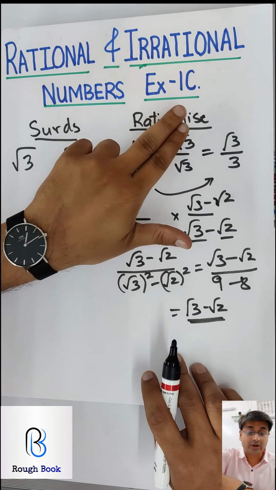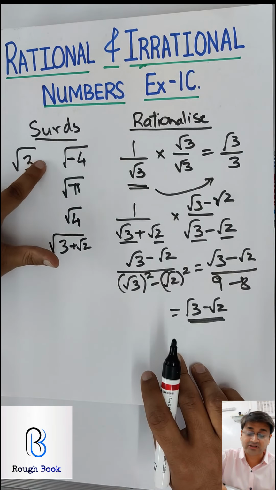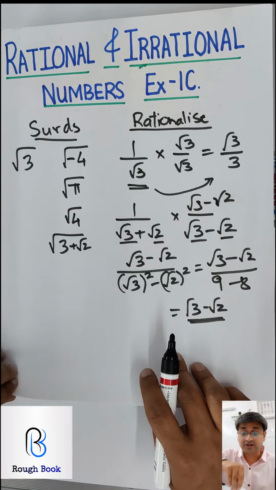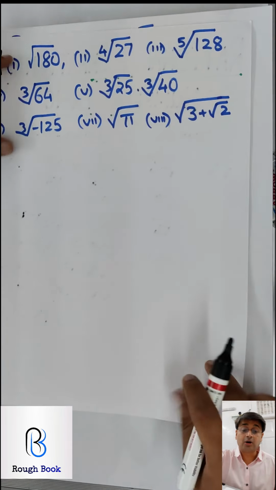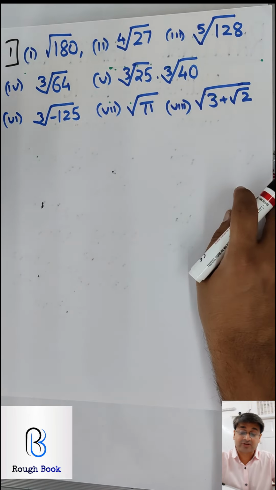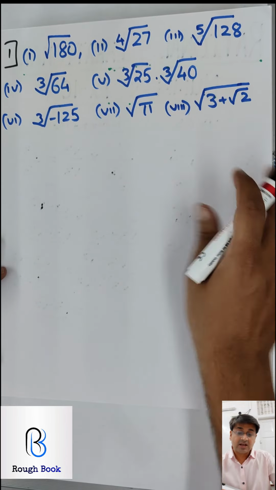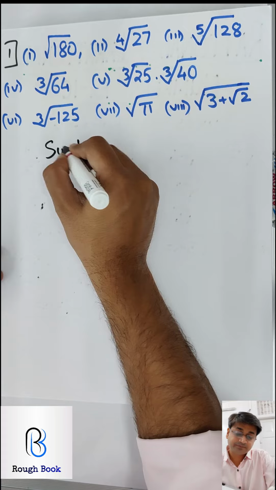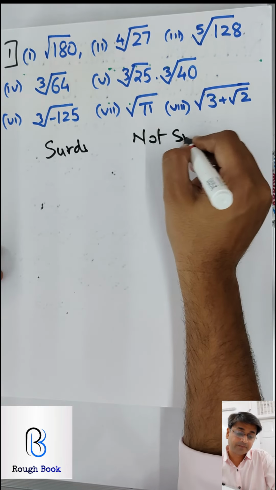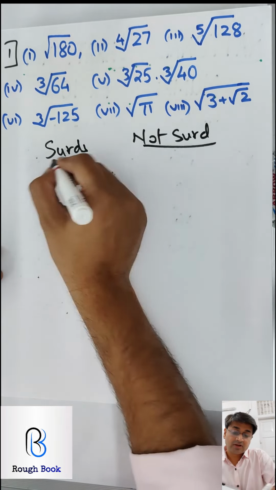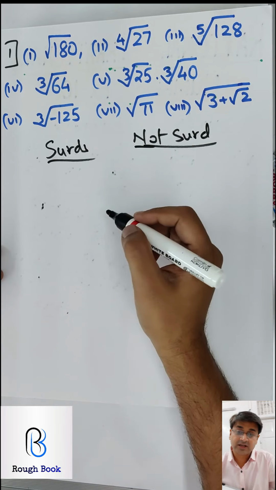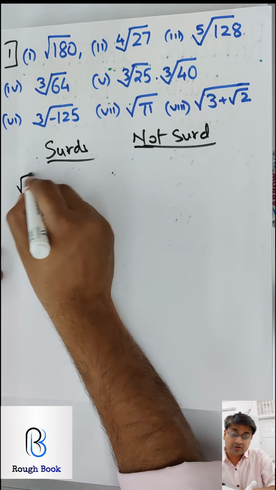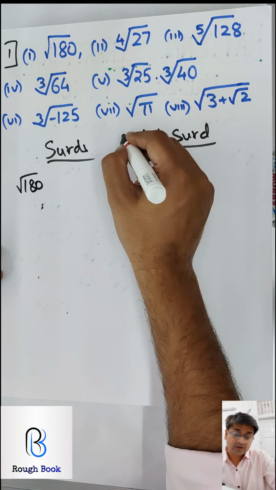So in this exercise 1C, majorly we are going to talk about surds and rationalizing the denominator. So let's hit it. It's a good exercise and you will find a lot of sums in the exam based on this. You have to say which ones are surds, which ones are not surds. So the first one, if you happen to solve it, root 80, it is not a perfect square. Therefore it remains a surd, right?